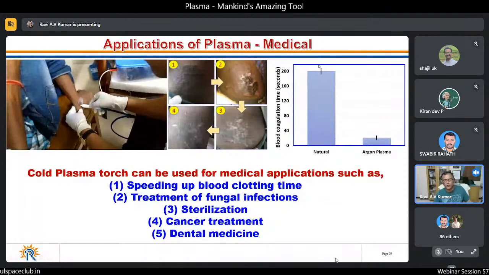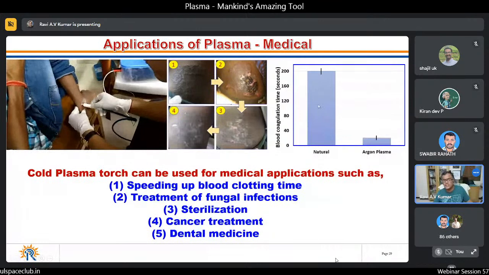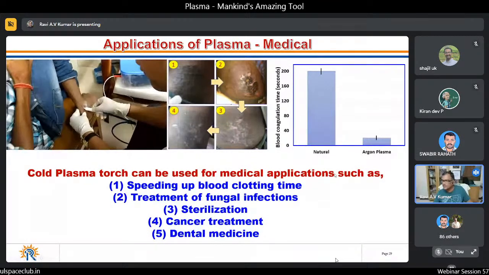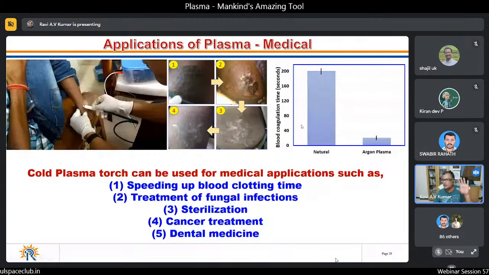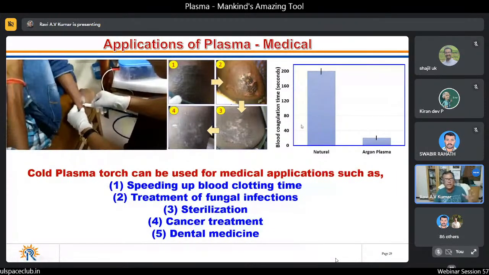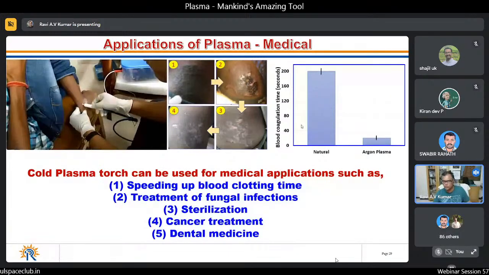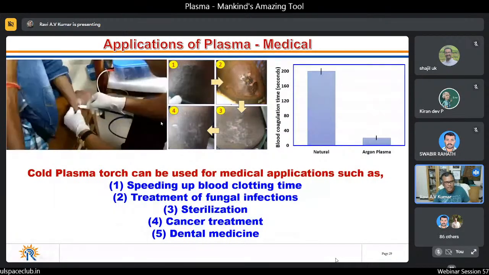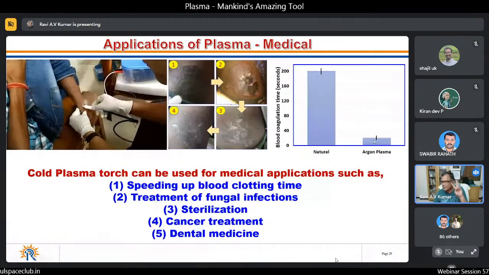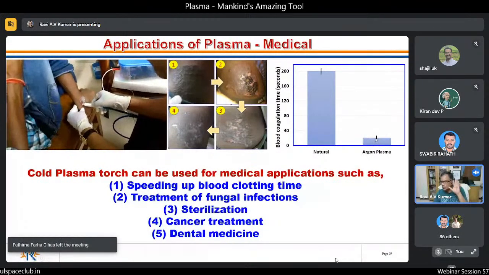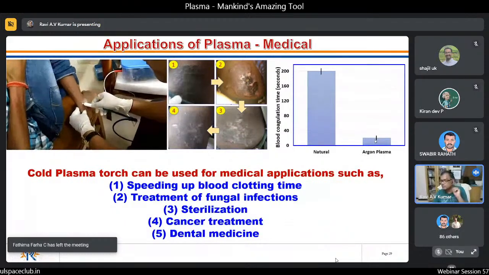And you can see that another important thing is blood clotting. Natural blood will clot in about 200 seconds unless you are a hemophilic patient. If you're not a hemophilic patient, if you have a cut in your arm or wherever, it takes about 200 seconds for the blood to clot. But if you apply plasma, the same kind of plasma, to the wound, the blood will clot in 20 seconds. That is 10 times faster. Just imagine what implications this will have in emergency situations.